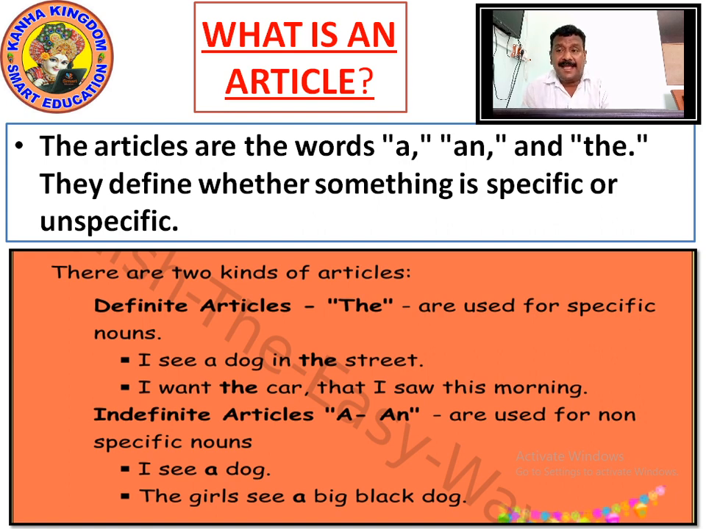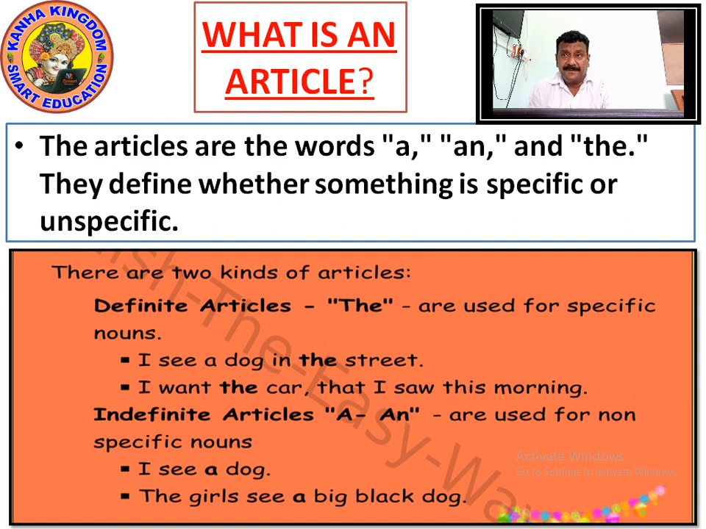Indefinite articles a and an are used for non-specific nouns. I see a dog. A dog. The girl sees a big black dog. I want an apple. When I say I want an apple, it's a non-specific noun.